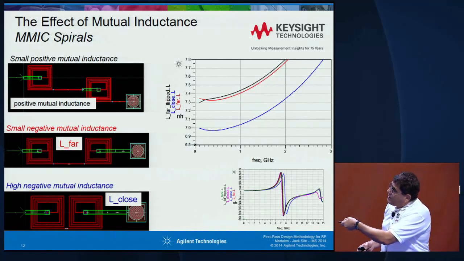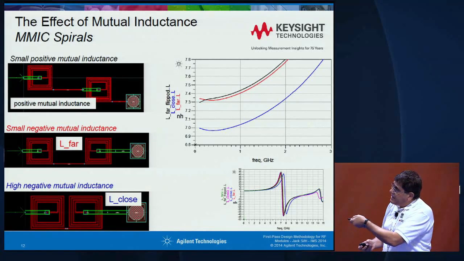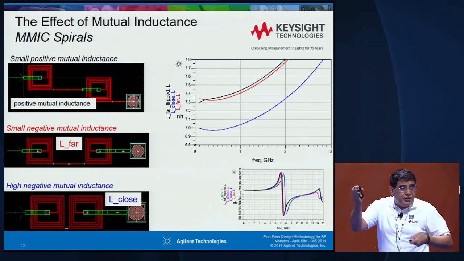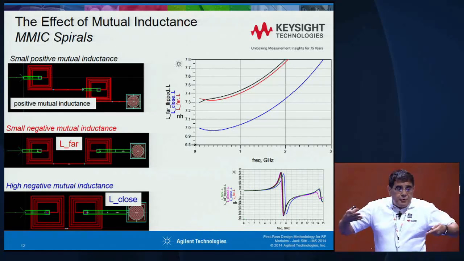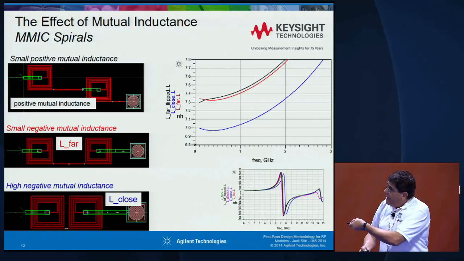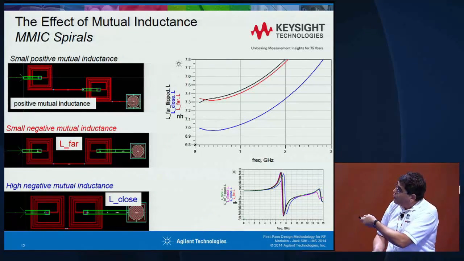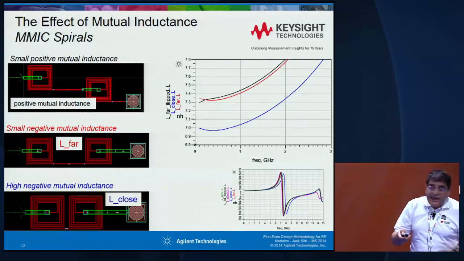Now, what I did here, I put the current going through the green layer, and then here it enters the red layer. So I flipped that spiral and it still has the mutual inductance. Notice the mutual inductance reduced the inductance value, the red curve. Then I got them really close together, and the mutual inductance is very high, and it's negative, it subtracts, so it went down to 7 nanohenry. But this is just the beginning of the story.